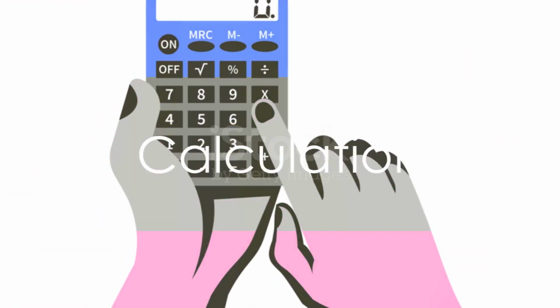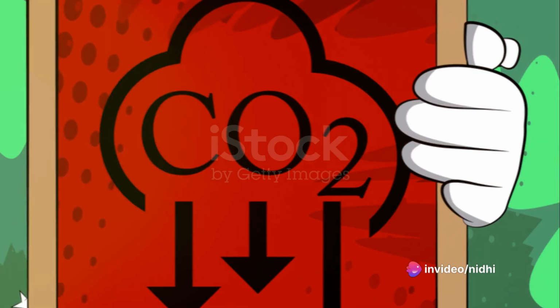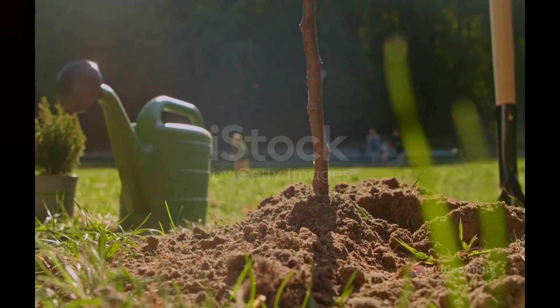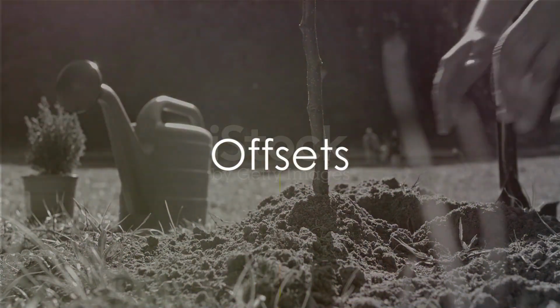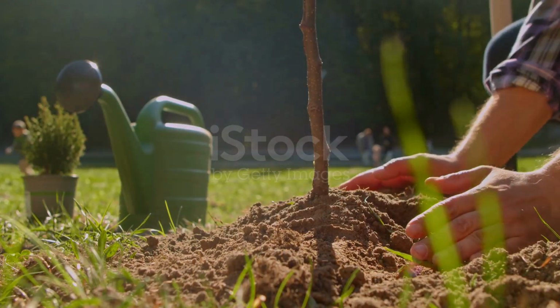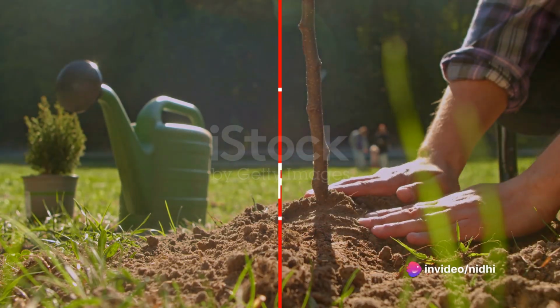Now comes the calculation part. Each piece of activity data is multiplied by its corresponding emission factor. The sum of all these results gives us the total carbon footprint. But we're not done yet. We also need to take into account any strategies that offset emissions, like tree planting. These efforts can make a substantial difference in the overall carbon footprint.